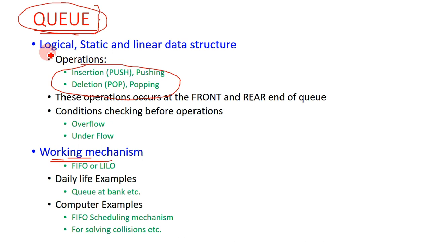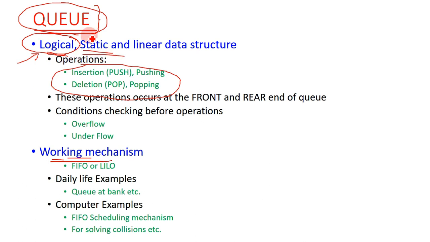So let's start. Queue is a logical data structure. Logical means you can arrange the elements of the queue within the RAM. Okay, so this is called the logical data structure inside of the primary memory or physical memory. So this is the logical data structure, arrangement of elements within the physical memory.